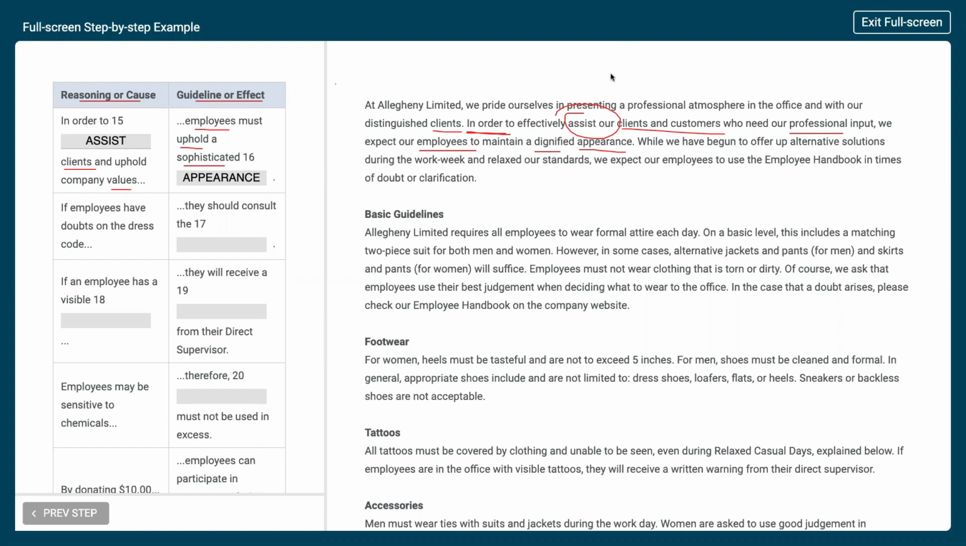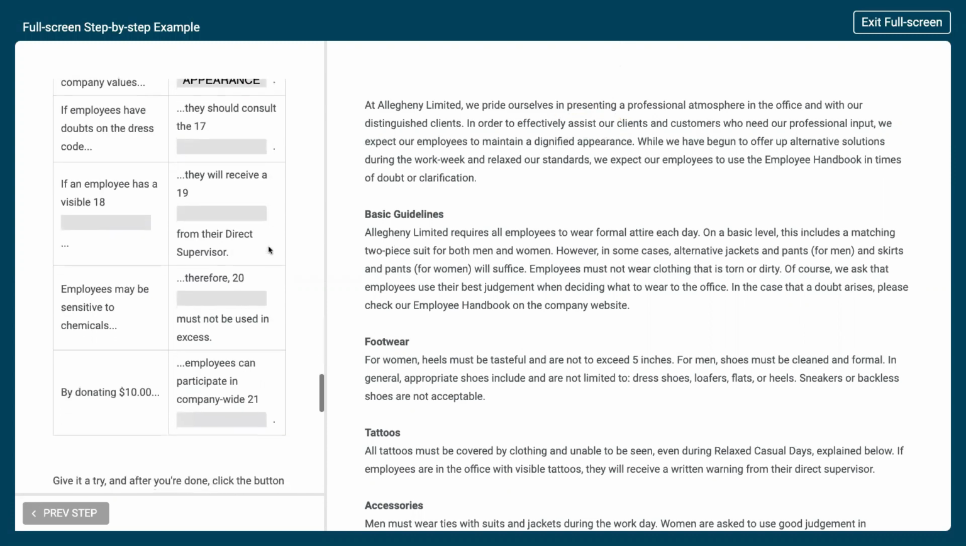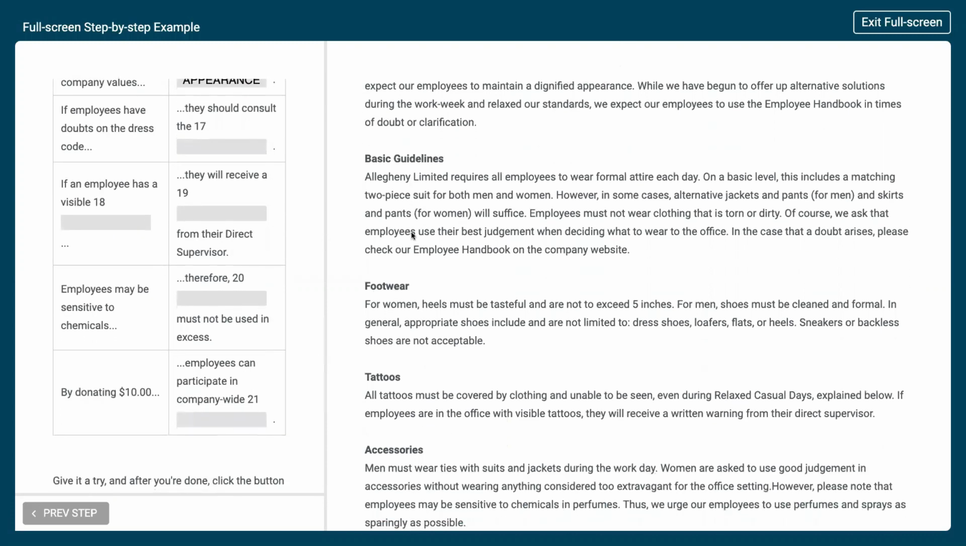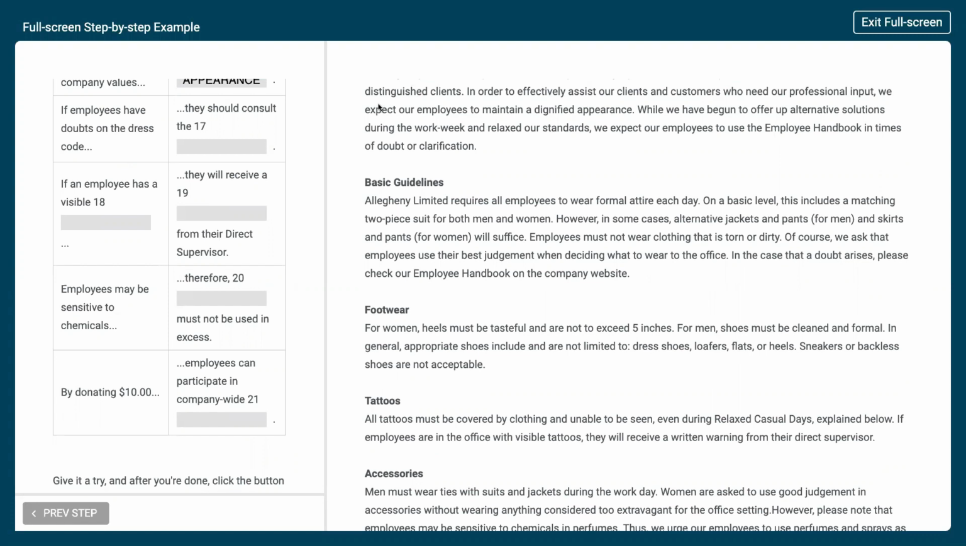And now I just want to clear our screen and move down here a bit, because I want to pay attention to the headings. So we see things like basic guidelines, footwear, tattoos, accessories. Now, none of these keywords or headings come up in our question set, but that's fine. It'll just be good to keep a note of that. Okay, so we're seeing here the cause for number 17.